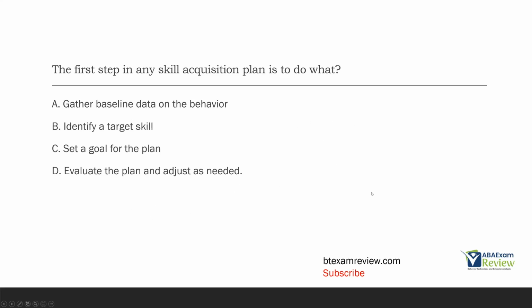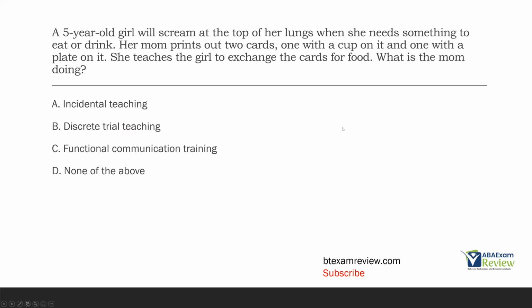After we have all our data, we've evaluated it, then we can decide, are we making progress or are we not? The first step in a plan is to identify that target skill, which then leads to a goal, which leads to baseline, which leads to intervention, which leads to adjustment. So B is our answer.